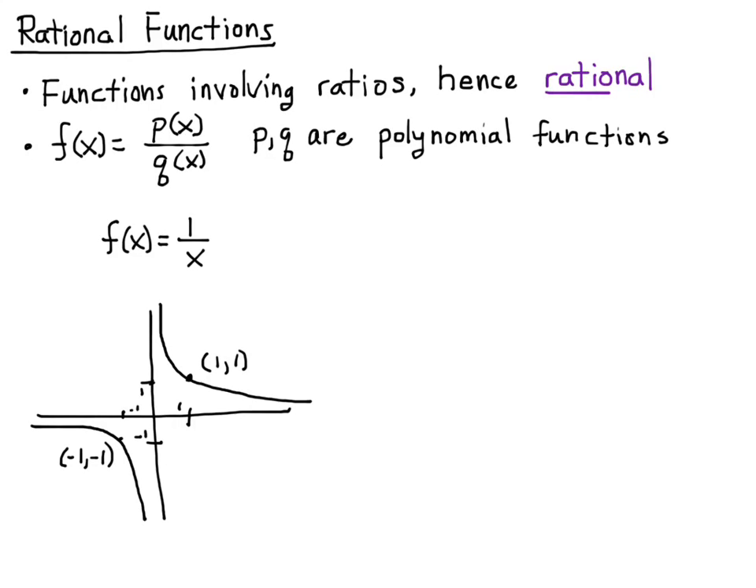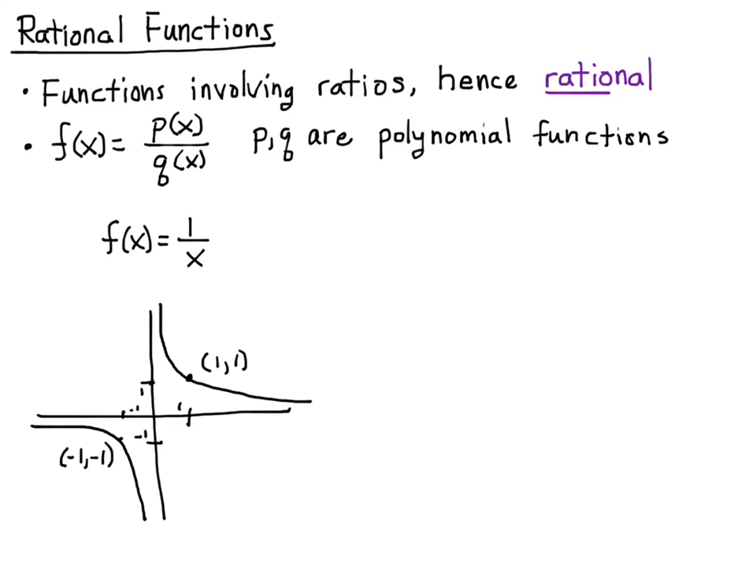So then the first function that we have in our toolkit that looks like a rational function is f at x equals 1 over x, right? 1 is a perfectly good polynomial. It's just the constant term. And we see what the behavior of that thing is.